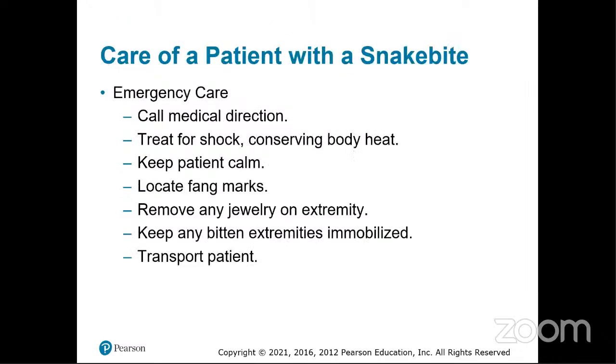So some key things for you guys to do: call medical control so that they can get some of those antibodies coming. Treat for shock, conserve body heat, locate the fang marks, and if you can, so let's say there's a 1-inch red mark, draw a dot around it and note the time so we can see how fast and how large it's spreading. Same thing, you're going to see some swelling, so we're going to remove any jewelry on the extremity. Keep it immobilized. We're going to try and limit the blood supply and need for that limb as much as possible, and then transport the patient.